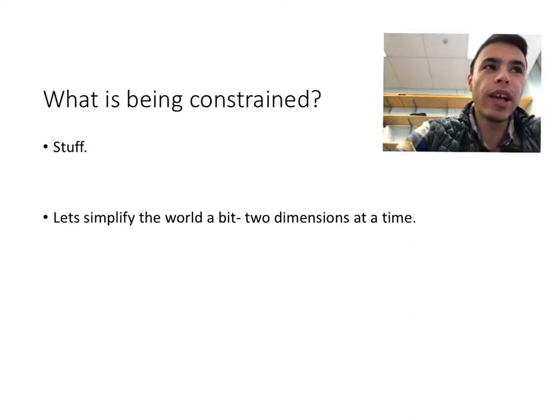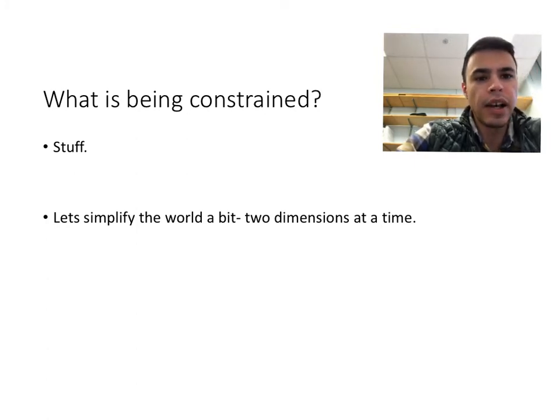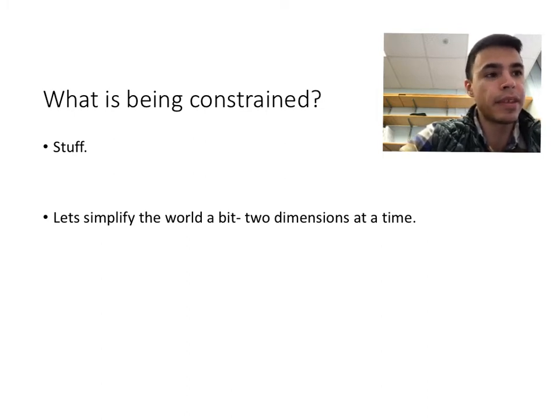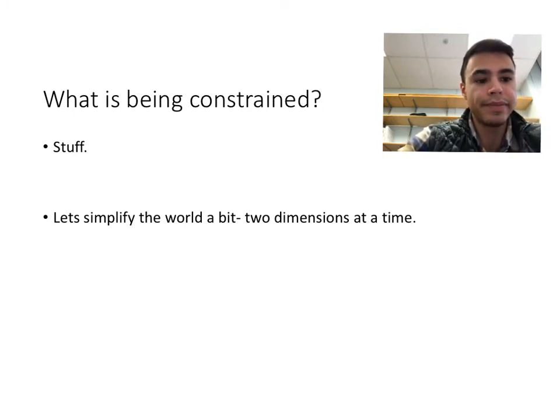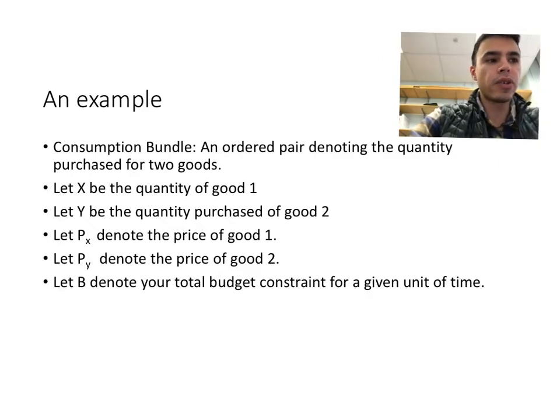So in reality, you have some amount of money and you buy a ton of stuff. But that's a little bit complicated. Let's simplify the world to a two-dimensional universe where there's just two goods that you're buying during a given period of time, and you have a set amount of money that is available to you during that period of time, just to keep things simple and tractable.